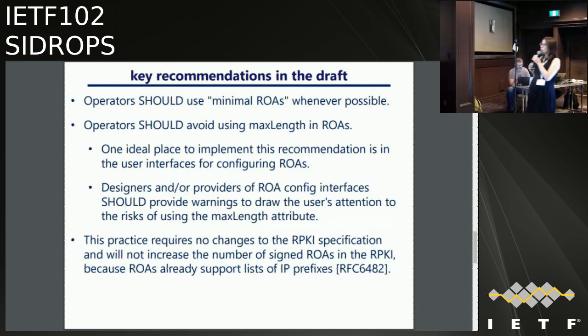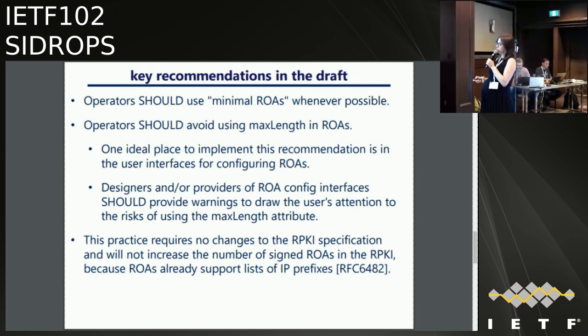So what we want to recommend in this draft is that operators should use minimal ROAs whenever they could. And we want to discourage the use of max length. Okay, the reason is because max length is very confusing for people. It's easy for people who are not super experts, like the people in this room, to get this wrong. And so we don't want to give people a chance to configure loose ROAs without knowing that they're doing it. Okay, and so what that recommendation comes down to is operators should avoid doing this.